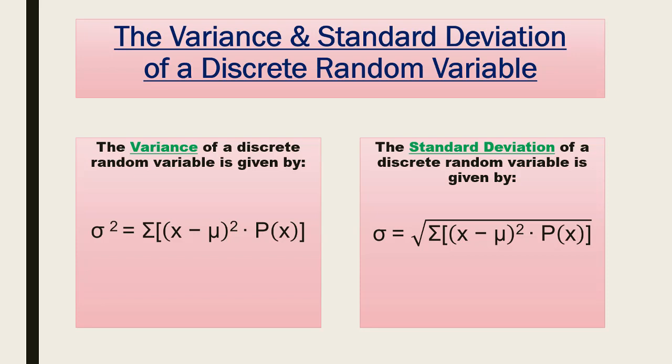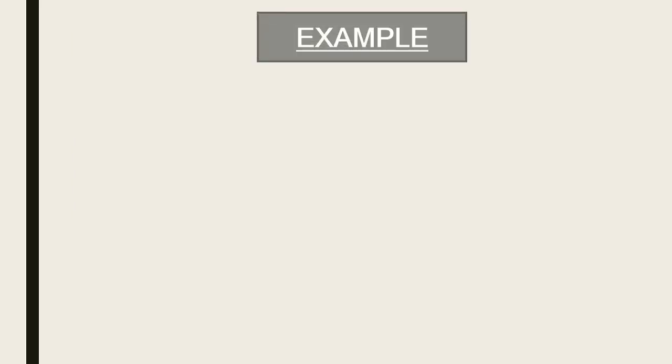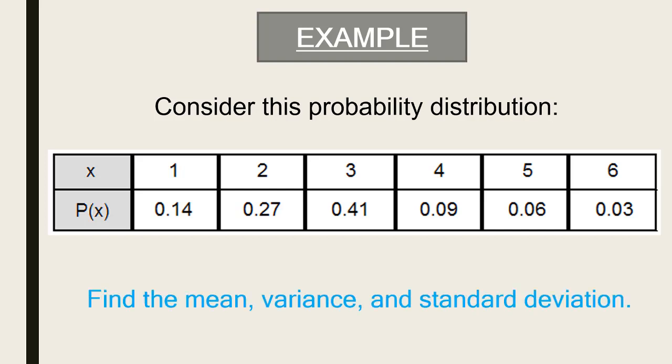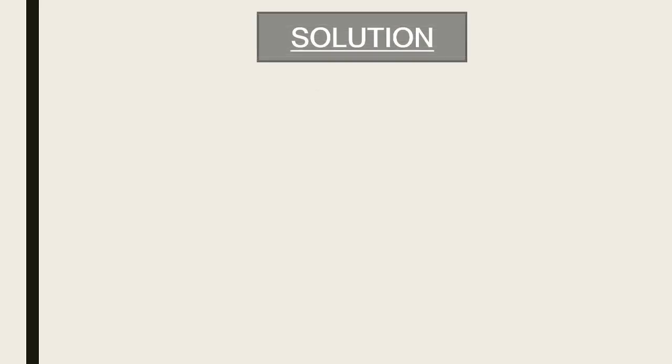All right, so let's look at an example. And in this example, we've got a probability distribution. And if you add up all those probabilities, you will see that they do, in fact, add up to 1. We want to find the mean, the variance, and the standard deviation for this probability distribution. Okay, so we'll start with the mean. We've been doing that in the last example and practice problem.